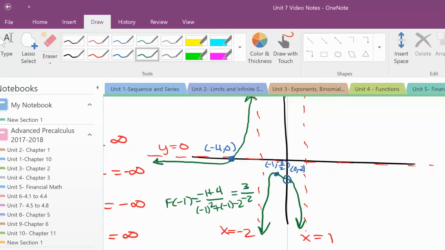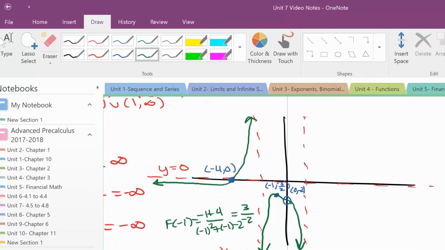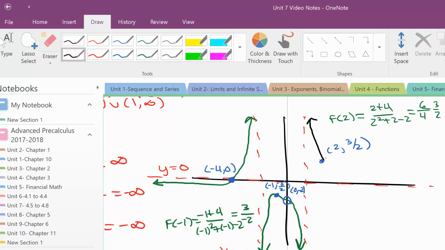Then we also, because we have nothing on this side of 1, we want to put in a point like 2 and see where it goes. So 2 plus 4 over 2 squared plus 2 minus 2. So 6 over 4 is 3/2. So that means the point 2 and 3/2 is up here. And then we can graph it, because it goes up that way, and then it's going to go down towards 0.